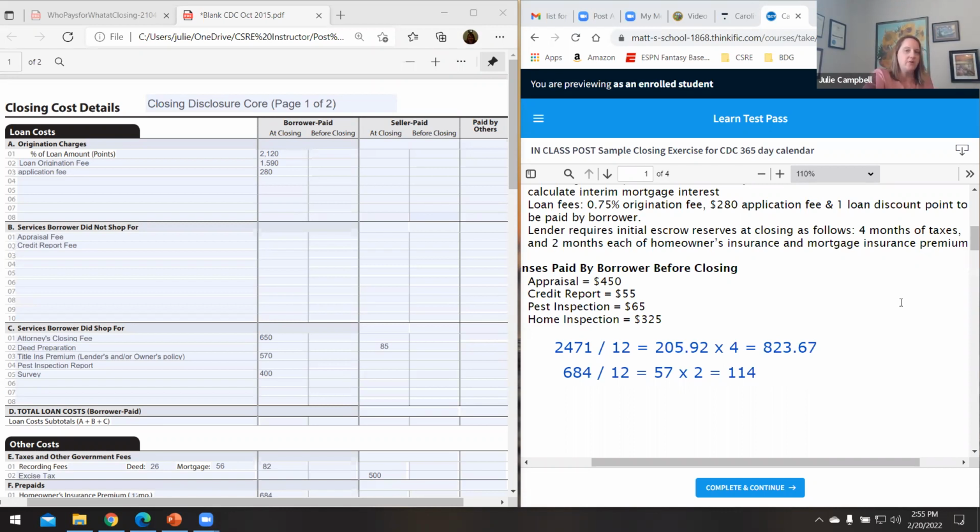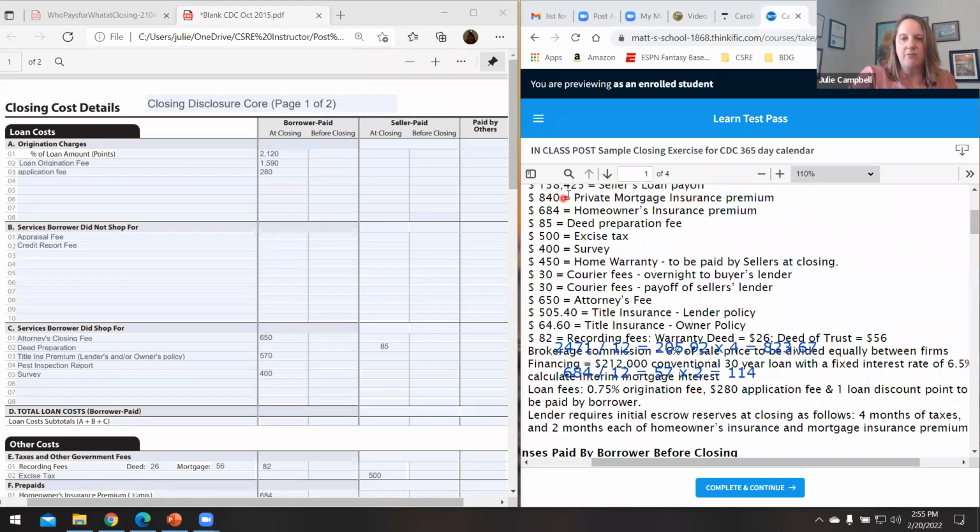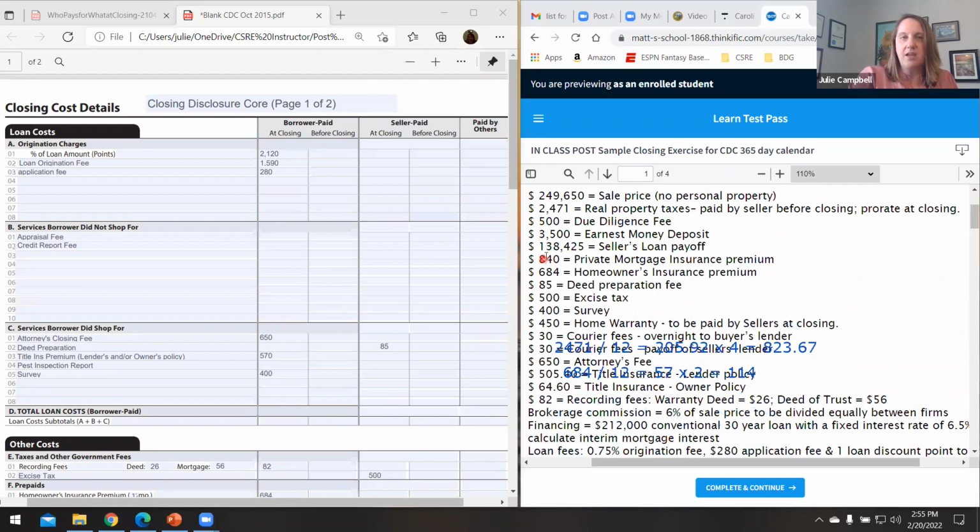And this particular lender also wants a couple months of PMI, mortgage insurance premium, private mortgage insurance. So again, we got to go back up just a little bit to find our annual PMI. We're reminded that that was $840 annual.